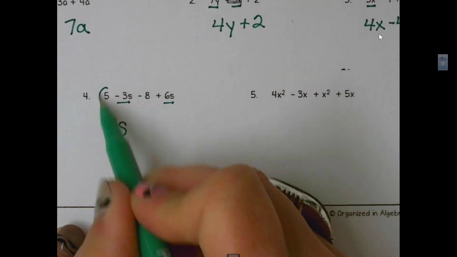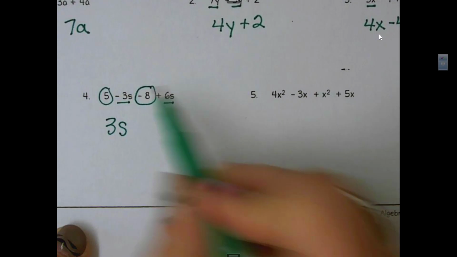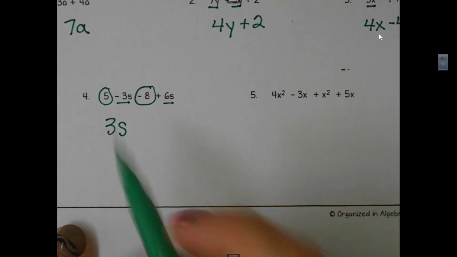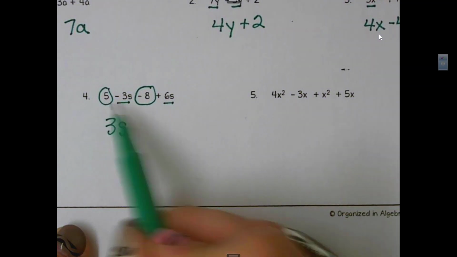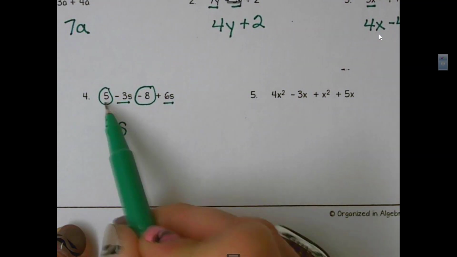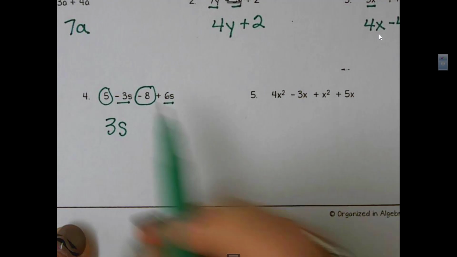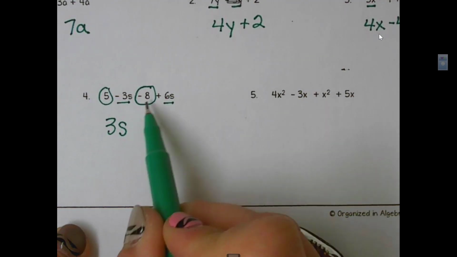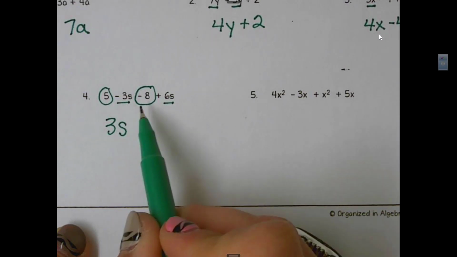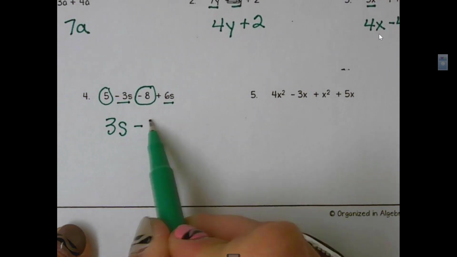And then I have my constants. I like to circle them. You do whatever you need to do there. 5 minus 8. Again, I'm thinking 5 is positive, 8 is negative. They're opposite signs. I'm going to subtract them, and I know negative 8 is further away from 0. So when I subtract them, I get 3, but I know it should be negative 3.